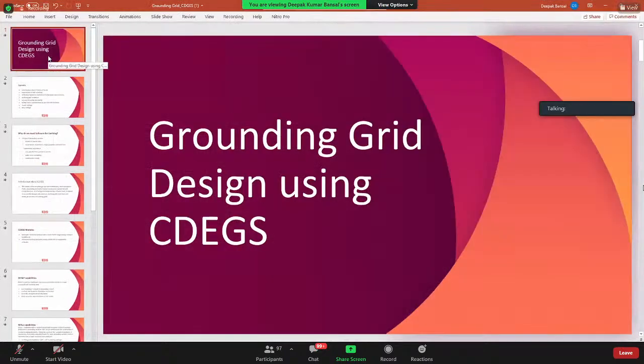Yes. Okay, so this is about grounding design using CDEGS software. I don't know how much people know about this software. It is a software designed by a gentleman from Canada. He has very good experience and expertise in earthing system design, and he has made a very good contribution to the IEEE 80 standard. When you go to the IEEE 80 standard, you can read his name at many places. He has designed this software. Thus, this is well validated software for earthing design and accepted internationally.